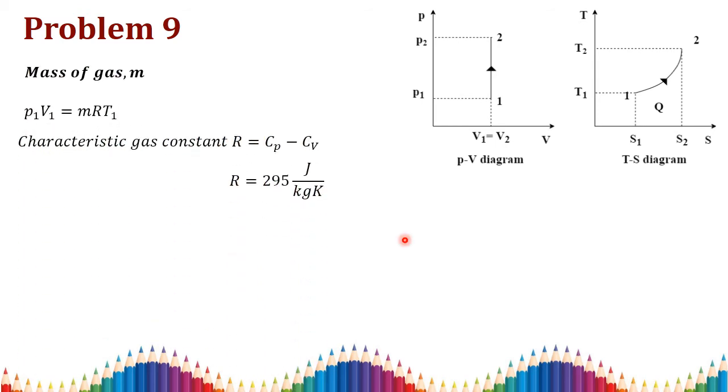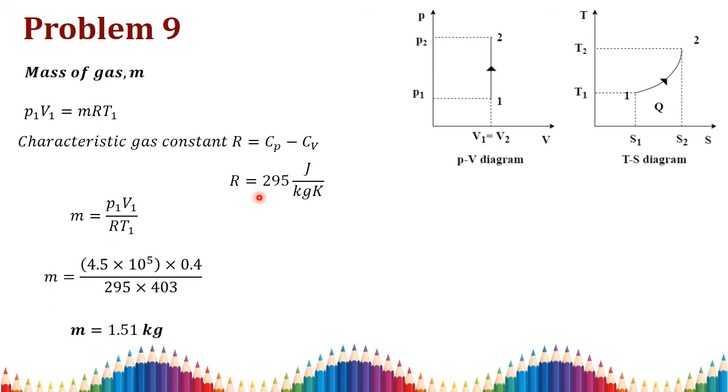So next one, mass of the gas. We know that PV is equal to mRT. The characteristic gas constant is R equal to Cp minus Cv. The Cp and Cv are given in the problem. So substituting those values, you can get R equal to 295 joule per kilogram Kelvin.